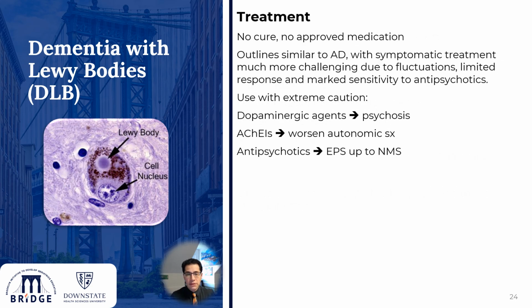There is no treatment, no cure. The outlines of care are similar to the 3 pillars we discussed for management of Alzheimer's disease. Symptomatic treatment becomes more challenging due to the fluctuations of their symptoms, limited response, and marked sensitivity to antipsychotics. You have to also exercise extreme caution with the use of dopaminergic agents, which may worsen psychosis, acetylcholinesterase inhibitors, which can worsen the autonomic symptoms, and antipsychotics, which may cause extrapyramidal symptoms up to neuroleptic malignant syndrome.